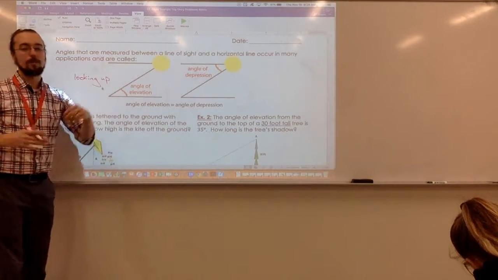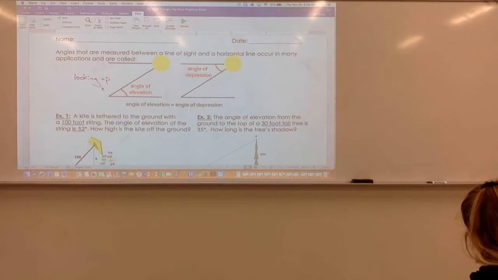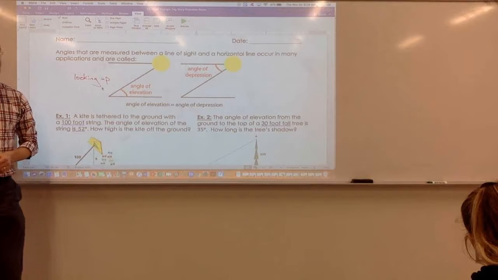I'm looking up at the sun, even though you should never look at the sun. Only when you have sunglasses. Only when you have sunglasses.